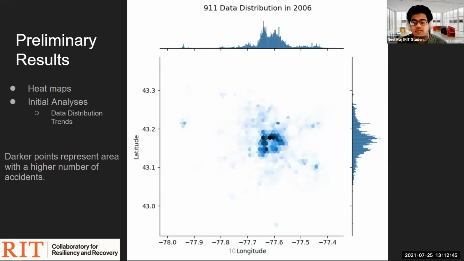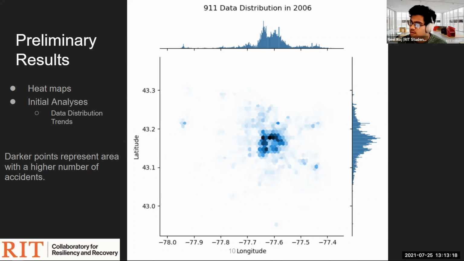So, preliminary results. We're able to generate heat maps from our Parzen density estimation. Now, these heat maps represent a distribution of the accidents in Monroe County, with the latitude and longitude boundaries on the graphs representing the overall area of Monroe County. Darker points represent areas with a higher number of accidents. Now, clicking through and seeing all the data distributions for the span 2006 to 2010 will allow us to draw some initial analyses, trends on the data distribution.